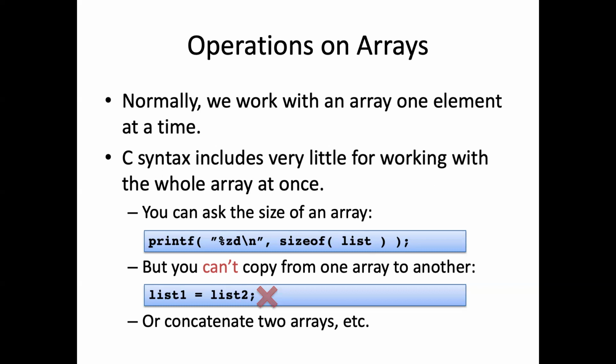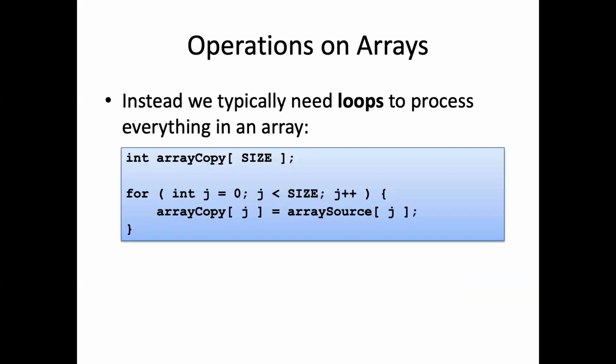You can't assign between arrays. You can't concatenate arrays without writing your own code to do that. If you want to copy from one array to another, or you want to do some other operation on an array, then usually that'll mean you're going to write a loop to do that. And that's just a little bit of extra code. Here, if I have an array source and I want to copy it to a destination, and I know how big the destination needs to be, it's easy enough just to loop over all the array elements, copying them over one at a time, one after another.